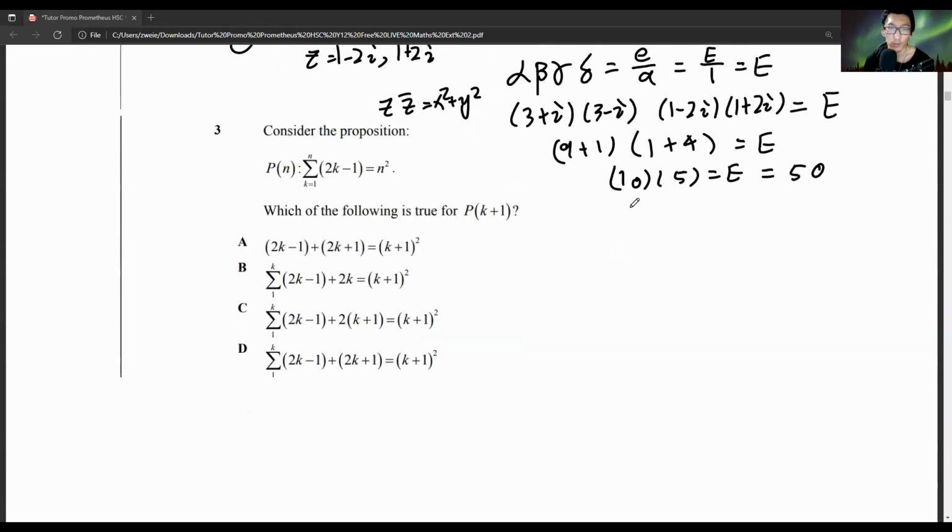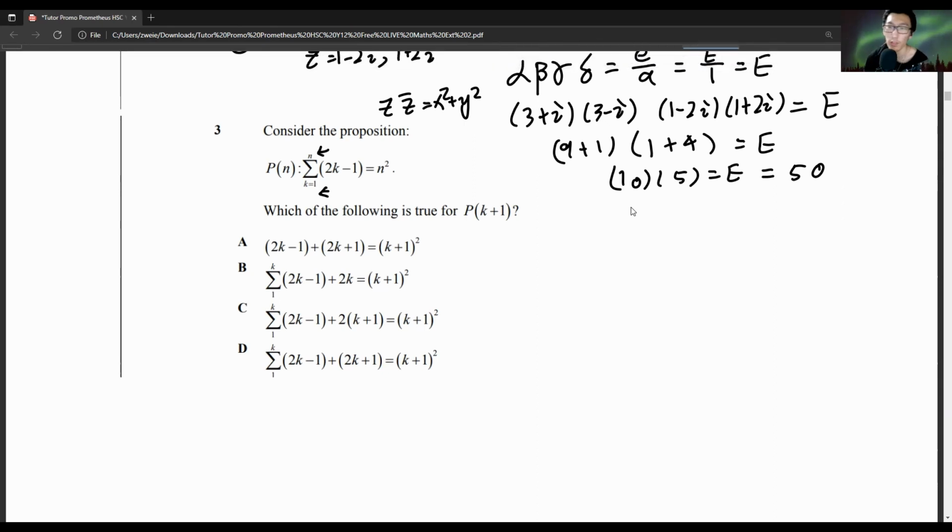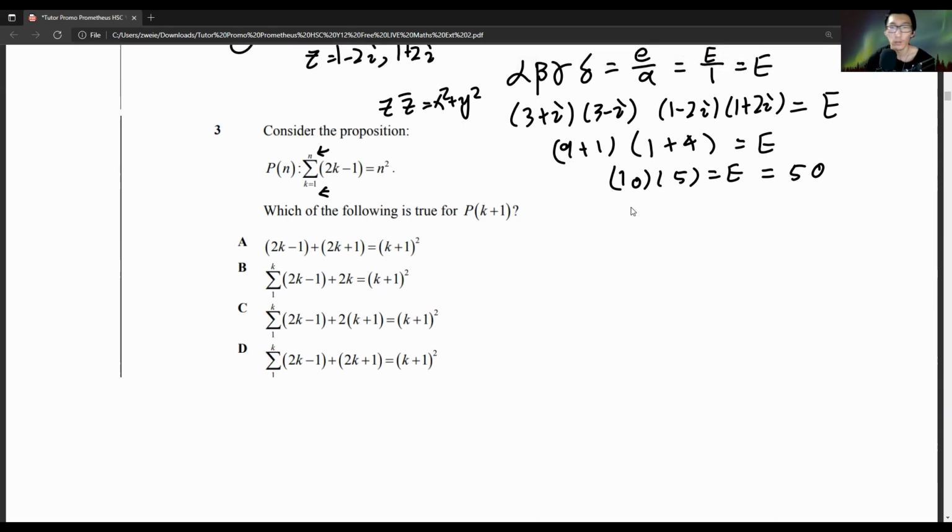Consider the proposition. We have the sum notation, or the sigma notation, with n on the top and k at the bottom, of 2k minus 1 equals n squared. So which of the following is true for P(k plus 1)? It's kind of like your mathematical induction question here.